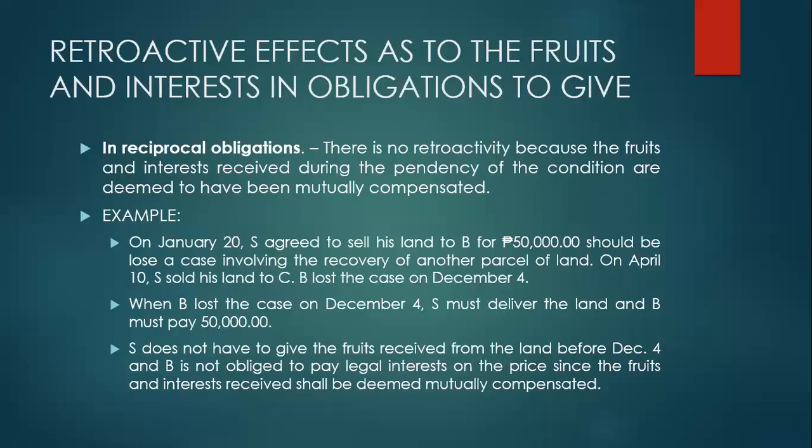Hindi niya pwedeng sabihin kay S na, Huy S, i-deliver mo sa akin yung coconut na hinarvest mo from January 20 to December 4. On the other hand, S cannot demand from B, sabihin niya, Hoy B, bayaran mo ako ng legal interest from January 20 to December 4. Kasi ang sabi ng batas, yung mga fruits and interest na na-receive nila during the pendency of the condition are deemed to have been mutually compensated. Meaning to say, na-offset na yung dalawa. So, ano na lang yung matitirang obligasyon nila? Si S, i-deliver niya lang yung land at si B, bayaran niya lang si S ng 50,000 pesos.